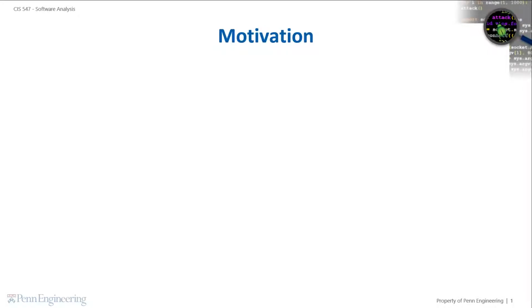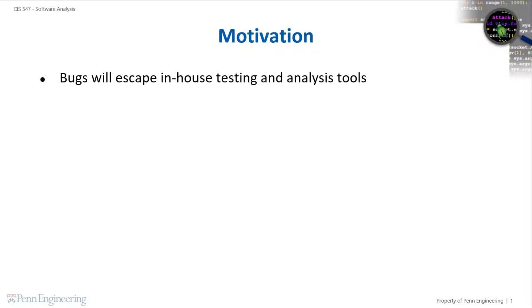We live in an imperfect world with imperfect software. Despite extensive resources devoted to testing and debugging software, you can safely bet that bugs will escape in-house testing and quality assurance. There are theoretical and practical reasons for this situation.